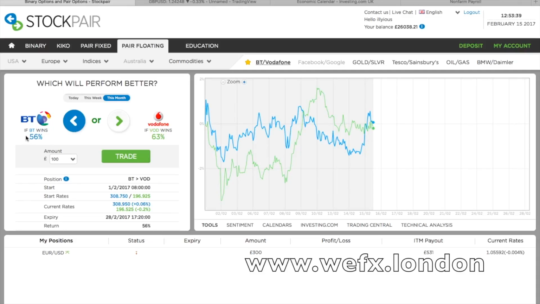So this is exactly like the bookies. Imagine BT was Arsenal, Vodafone's Scunthorpe United. Arsenal are going to win. It's a home game. They're definitely going to win. The bookies are going to offer you 56% if Arsenal win. Vodafone, which is Scunthorpe United, I doubt anyone's heard of them. They'd offer, say, 63%. Now, they're offering us a higher payout because they know that it's unlikely Vodafone is going to outperform BT, okay, based on the statistics analysis that has been done, okay.